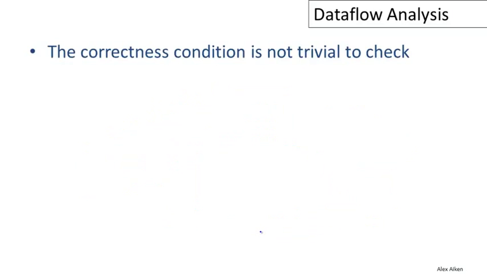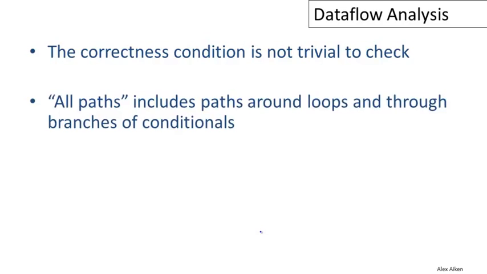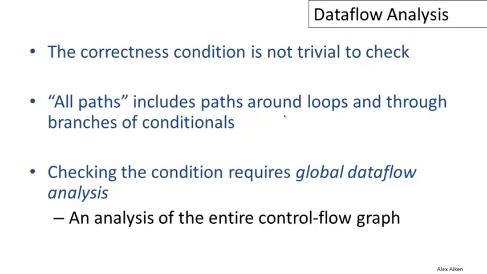In general, the correctness condition that a variable is assigned the same constant along all paths to a use of that variable is not that easy to check, because all paths includes paths that go around loops as well as paths that go through conditionals, as we saw in the example. So checking these conditions is done through a family of techniques called global data flow analysis that is designed specifically to check conditions like this. And essentially, global data flow analysis is called global because it requires an analysis of the entire control flow graph.